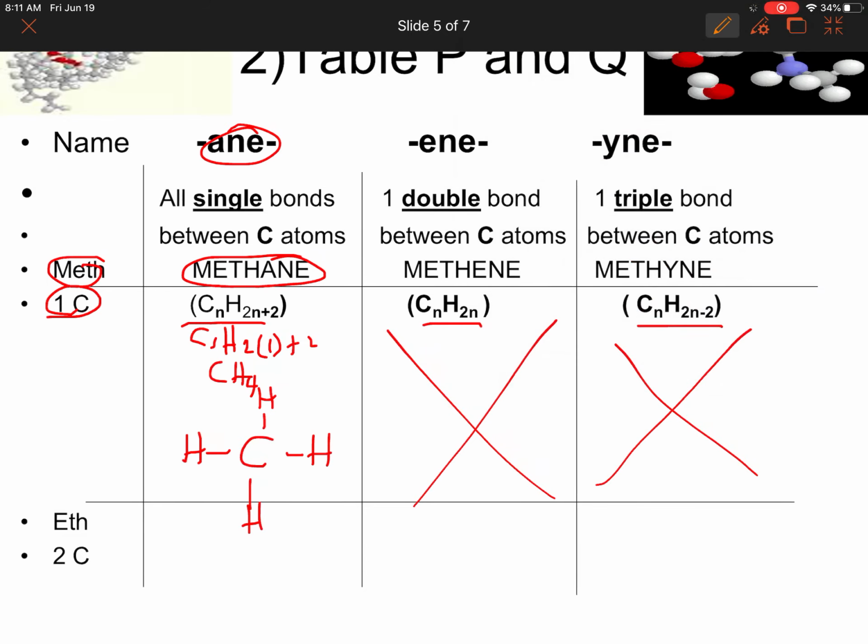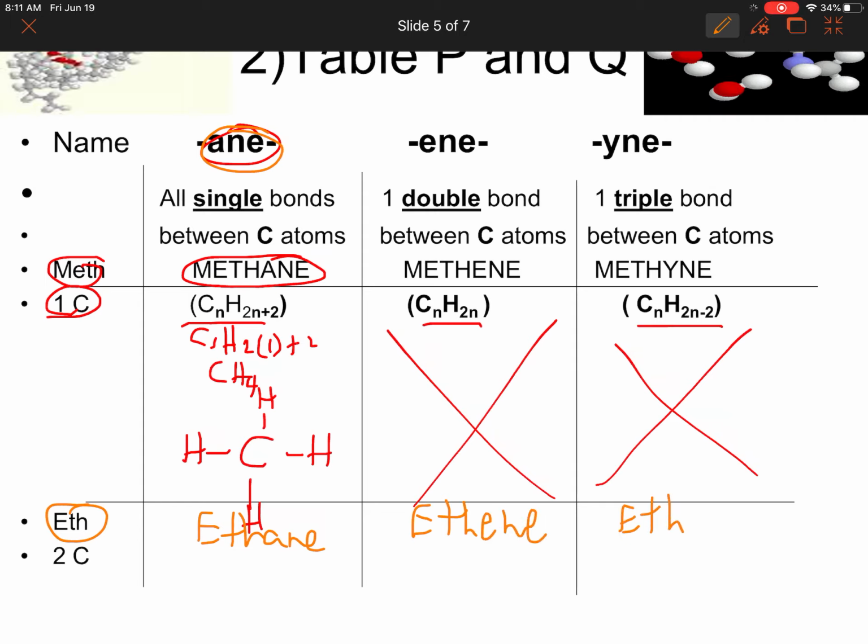Compound that has 2 carbon atoms. Eth, and then ane. We'll do ethane, we'll do ethene, and we'll do ethine. Let's draw them all so we see what they look like. We know there's 2 carbons. Ane means all single bonds, so there's a single bond between them. And each carbon always has how many bonds? 4. So the 2 carbons have 1 bond attached to each other, then 2, 3, 4 on each.